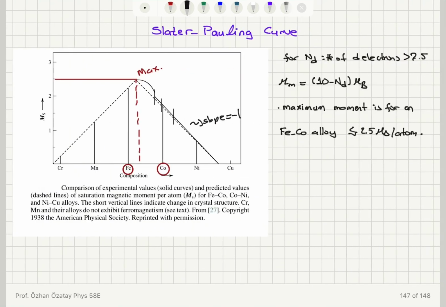There is a useful Slater-Pauling curve for the number of d electrons greater than 7.5. There's a more or less linear relationship between the magnetic moment per atom and the composition of the elements. So you can see that for a cobalt iron alloy we have a maximum of about 2.5 Bohr magnetons per atom. This curve can be used as a reference to design alloys of different materials to decide more or less what the magnetic moment per atom will be in the alloy.